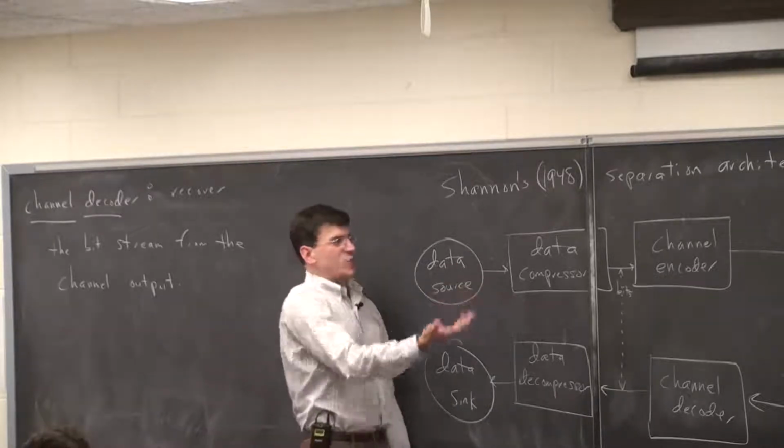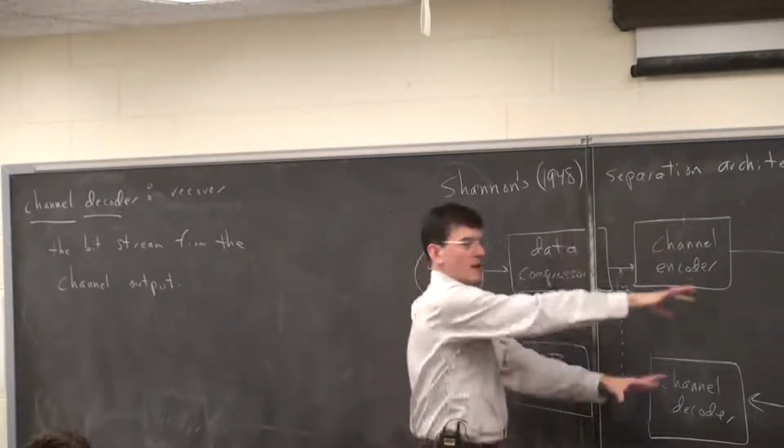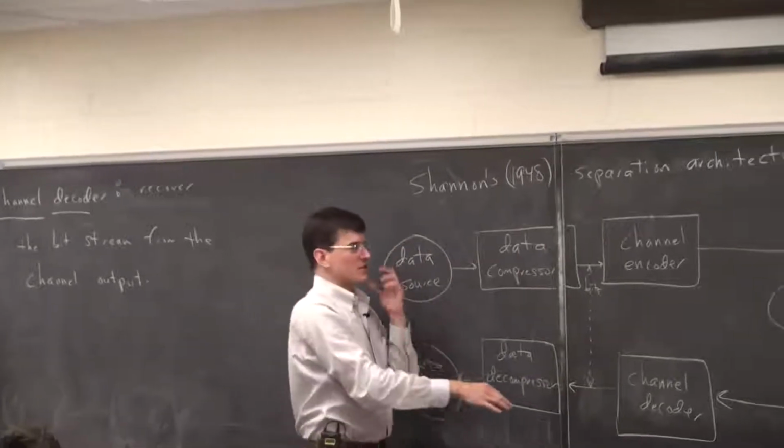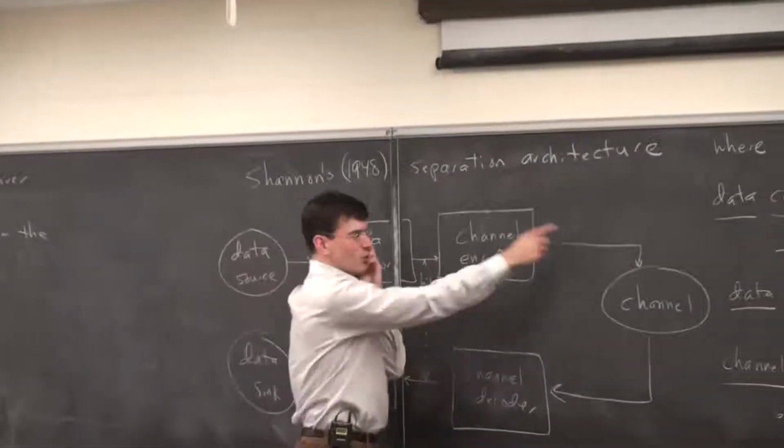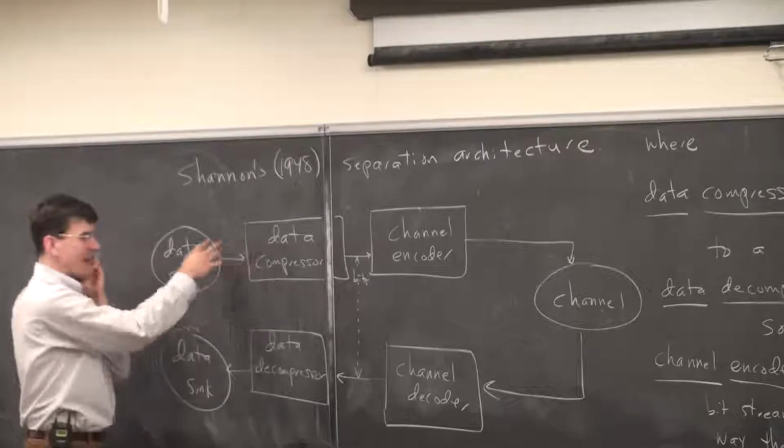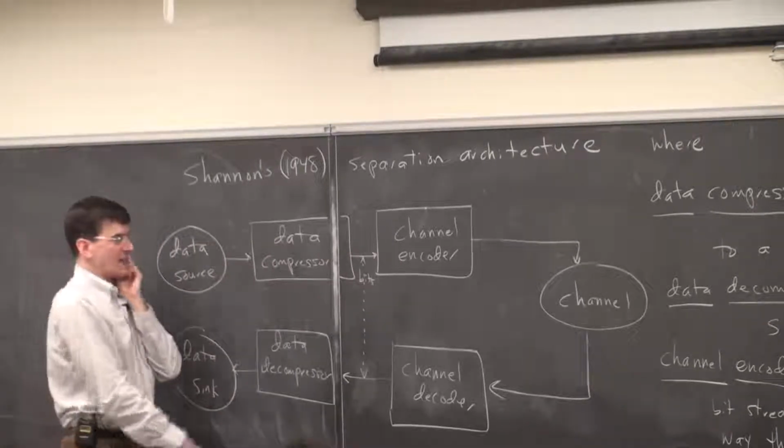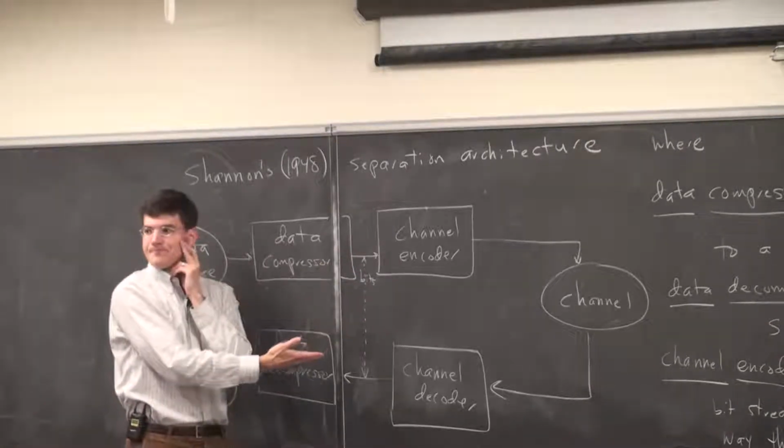So this is sort of like that. You have two layers, the lower layer and the upper layer. So channel encoding, moving bits over a channel, is at a lower layer than data compression, right? And the interface between the two is this bit stream.